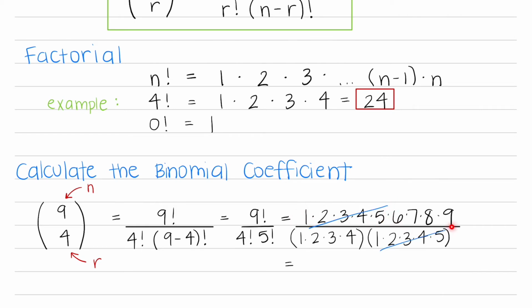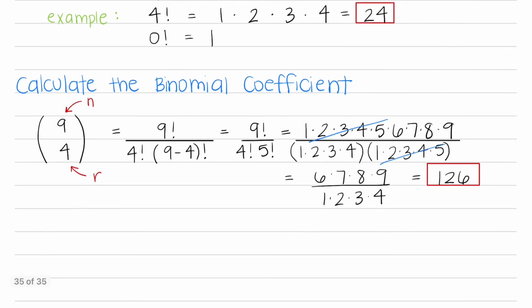So we're left with, on the top, 6 times 7 times 8 times 9, and on the bottom, 1 times 2 times 3 times 4. And now we can multiply those out and solve. So we get 126. Let's try one more example.